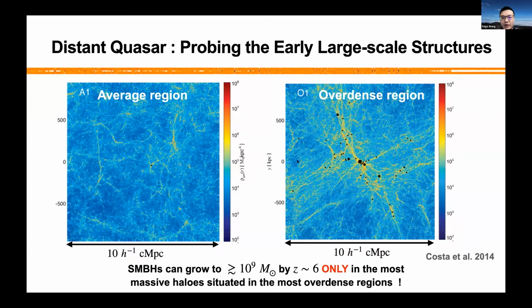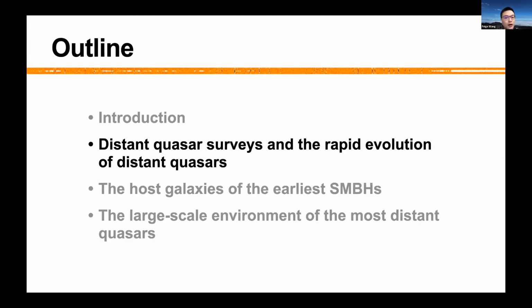So that's why we wanted to find those distant quasars and study them at multiple scales and also in multiple phases. So now let's talk about the distant quasar surveys and the rapid evolution of these quasars.